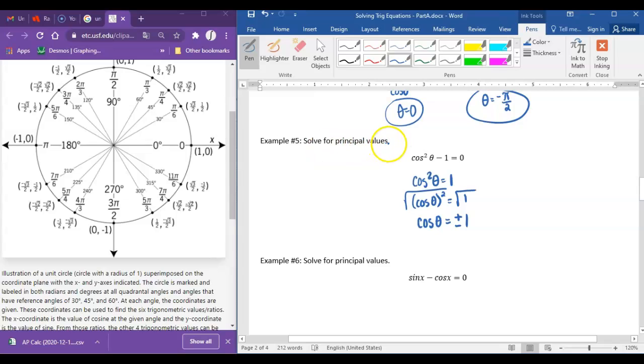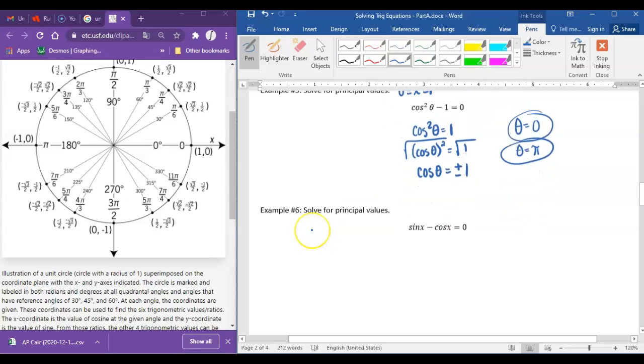Now, principal values for cosine are 0 less than or equal to x less than or equal to pi. So first and second quadrant here, cosine equals 1 right here at 0. So theta equals 0. And then it can also equal negative 1, which happens right over here at pi. So theta can also equal pi. So we would have two answers for number 5.